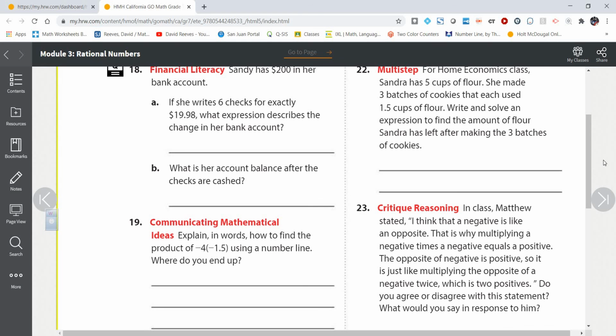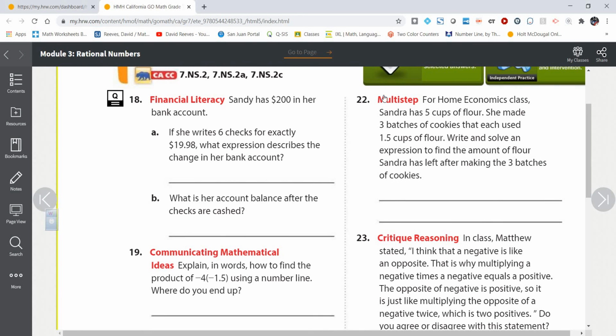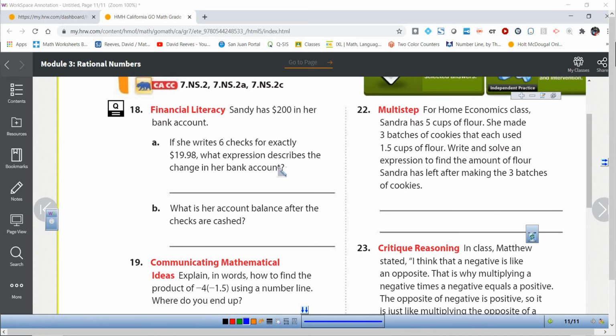All right, so it says Sandy has $200 in her bank account. If she writes 6 checks for exactly $19.98, what expression describes the change in her bank account? Remember, when you are writing checks, money is coming out of your account. We represent that by a negative. So this would be represented by 6 times negative 19.98.